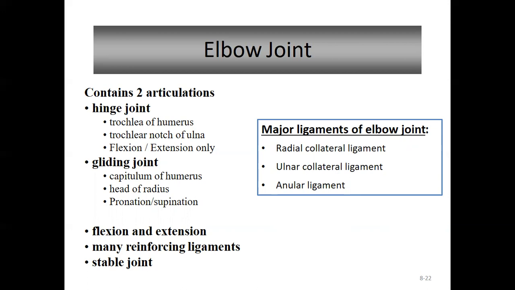Your gliding joint occurs at the head of the radius and the capitulum of the humerus. This is what allows pronation and supination of your hand. Pronation and supination of your hand occurs because of the gliding joint at the capitulum of the humerus and the head of the radius. So these are the two joints found at the elbow articulation.